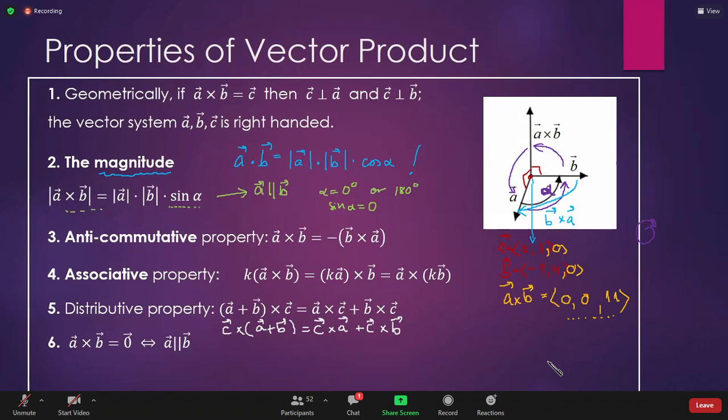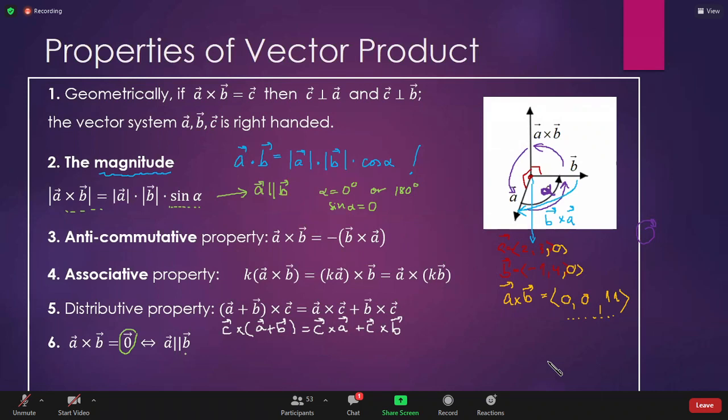But it's the 0 vector. It's not the number 0, it's the 0 vector with 3 coordinates. All 3 coordinates would be 0. And if the vector product is the 0 vector, it means its magnitude is 0. This means the sine has to be 0. This means alpha has to be either 0 or 180 degrees. So this is if and only if.